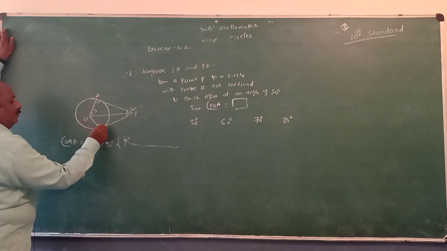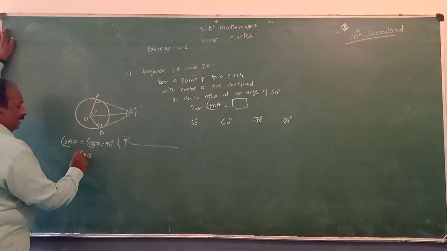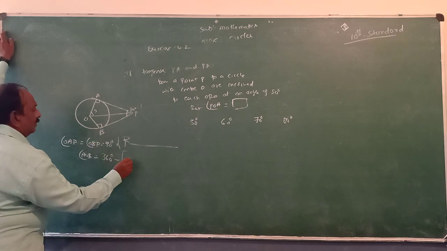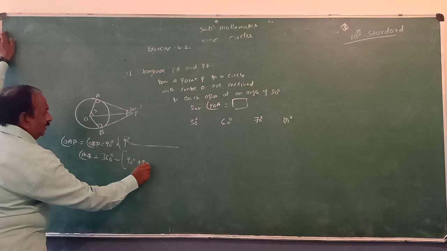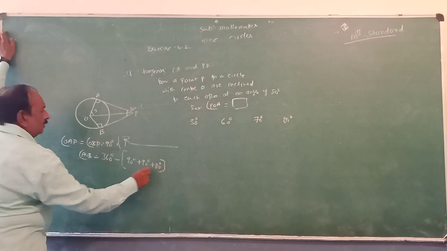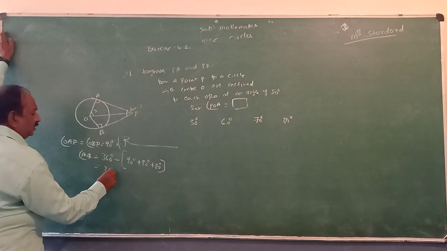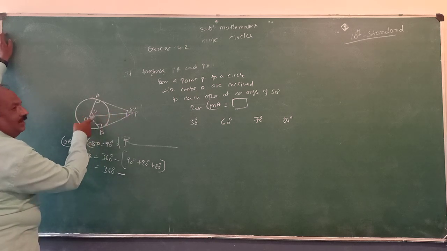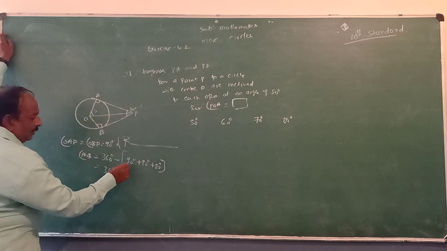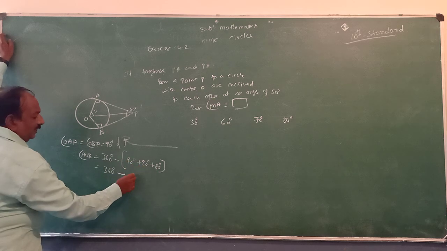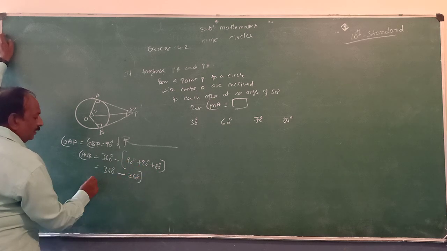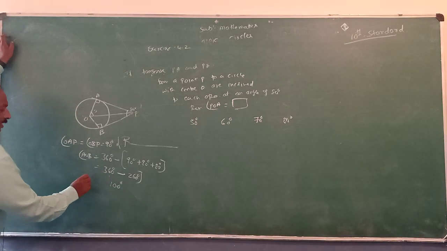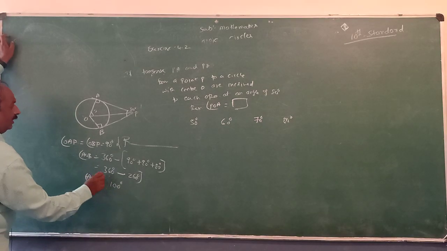So what do you want? Angle AOB is equal to 360 minus 90 plus 90 plus 80. You may also write simply 180 minus 80, 100. That also is correct. 90 plus 90, 180, plus 80, 260. 360 minus 260, 100 degree. Therefore, angle AOB is equal to 100 degree.